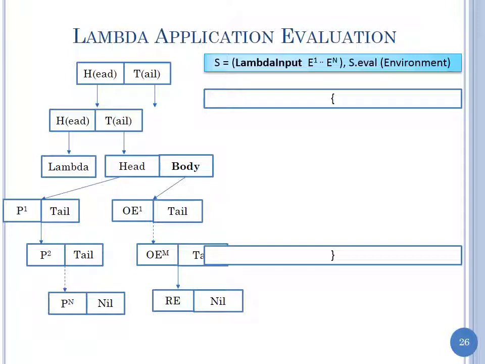something that I'm calling lambda input, and lambda input is shown in the picture here. It's got lambda with P1 to Pn, OE1 to OEM. So the lambda application evaluation must find the lambda input, and then must do something with the arguments to the lambda input. So let's consider what it does with the lambda input. Let's assume it's found the data structure that is the lambda input.